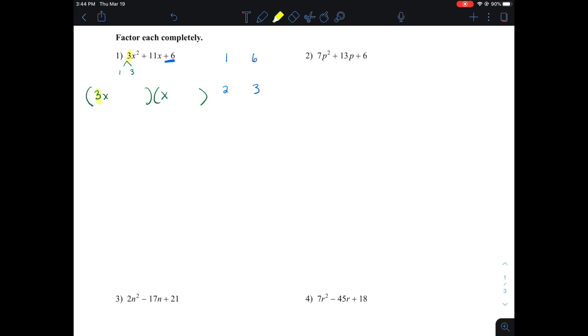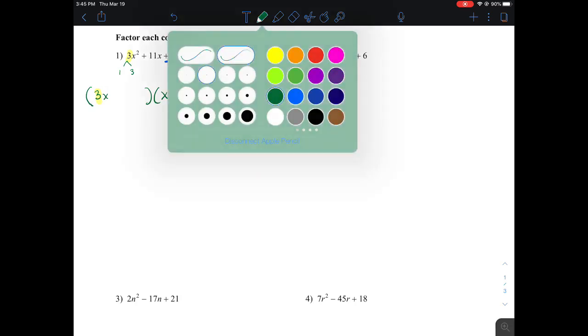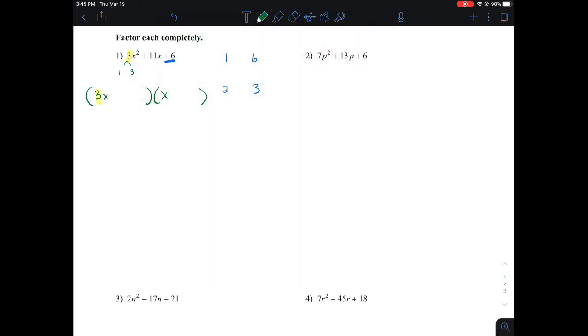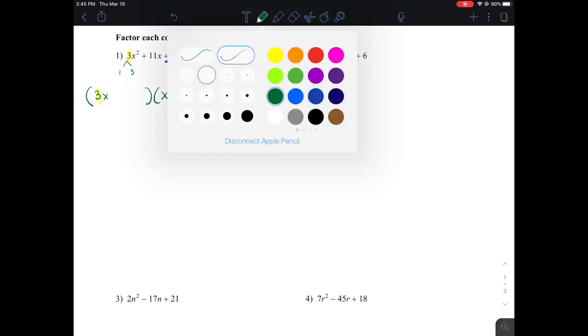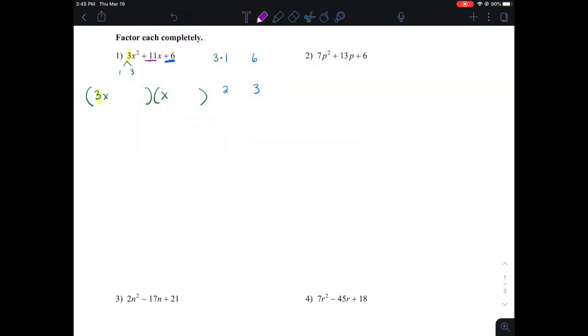Well, one option is I would multiply the 3 to the 1. And let's see what happens when I do 3 times 1 plus 6. I want to see if that equals 11. Well, 3 times 1 plus 6 gives me 9. Well, that didn't work out.